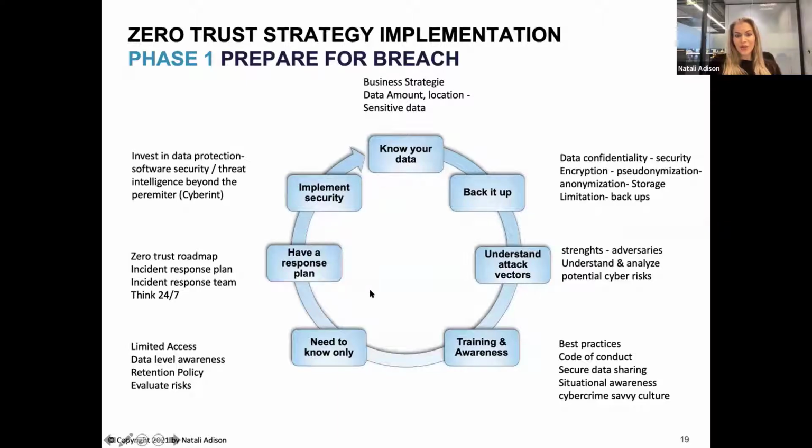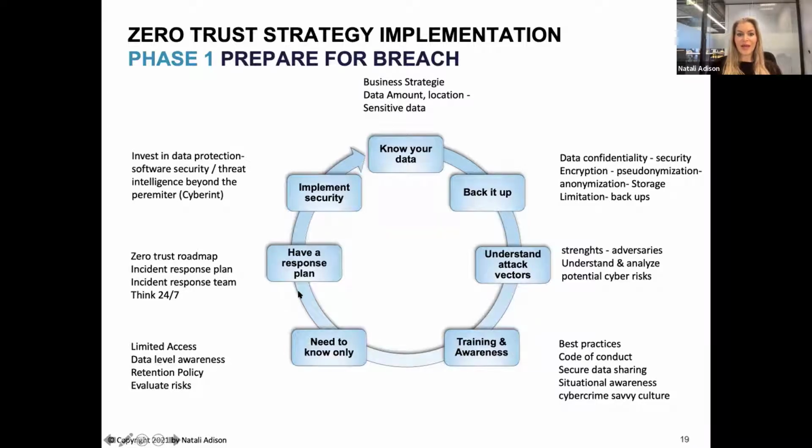You also need to provide the entire company and the employees limited access to data on a need-to-know basis only. This means that you have to maintain a data level awareness. You have to have a retention policy and follow it by heart. And you need to evaluate possible or potential risks continuously.